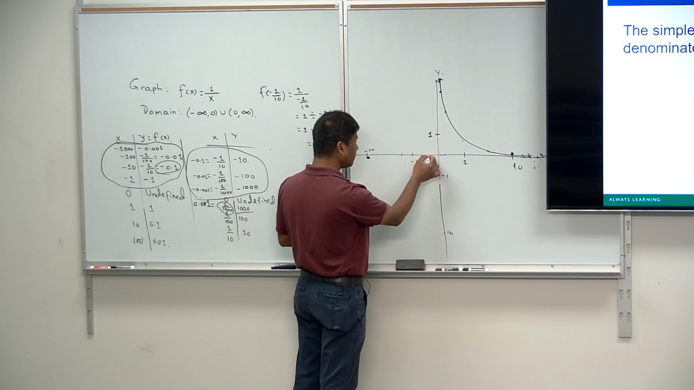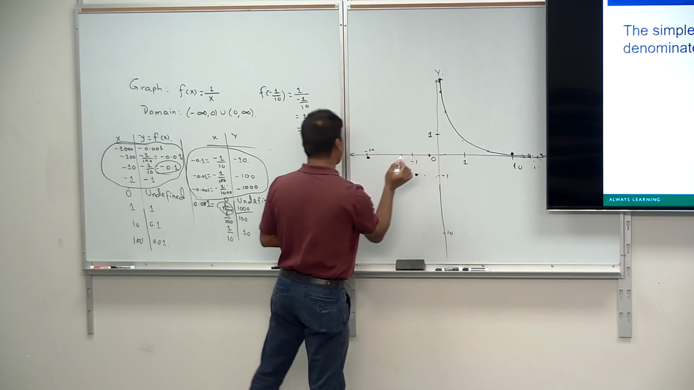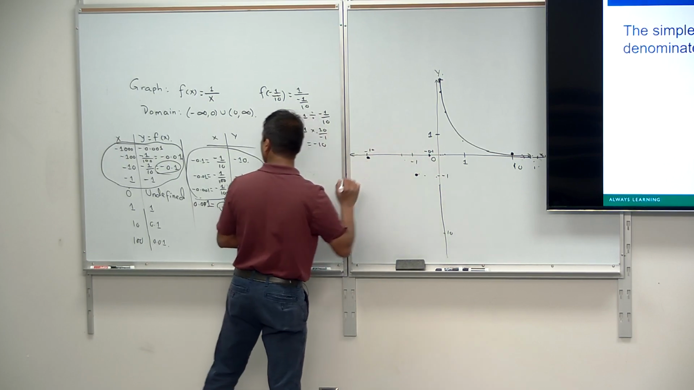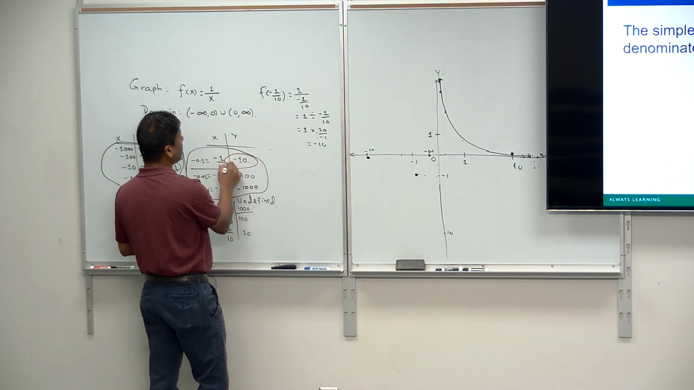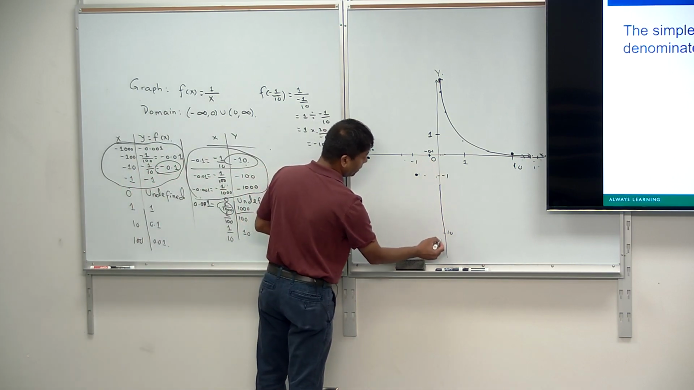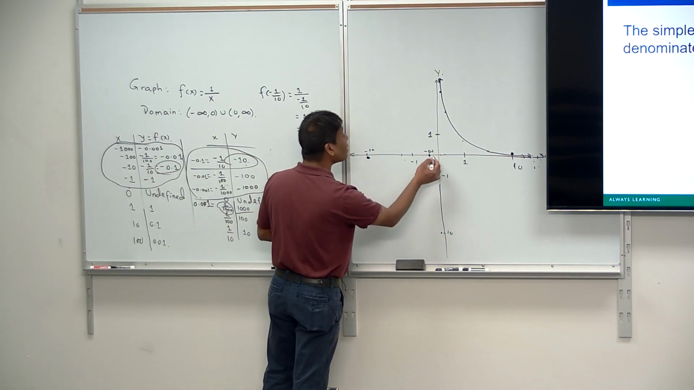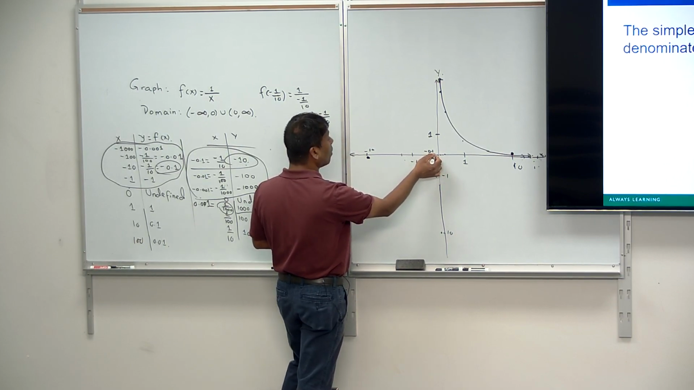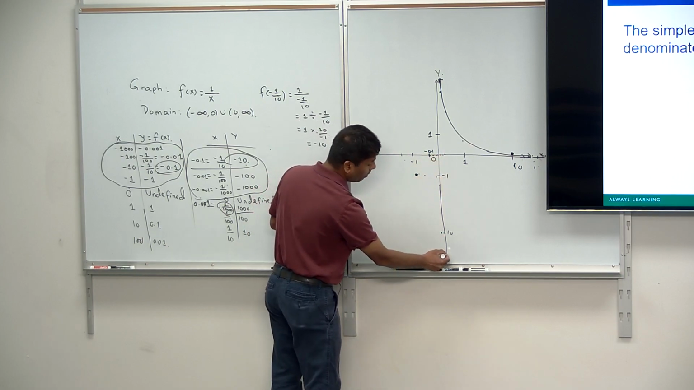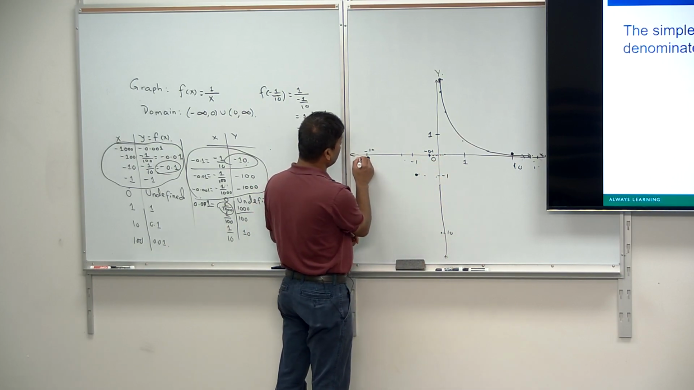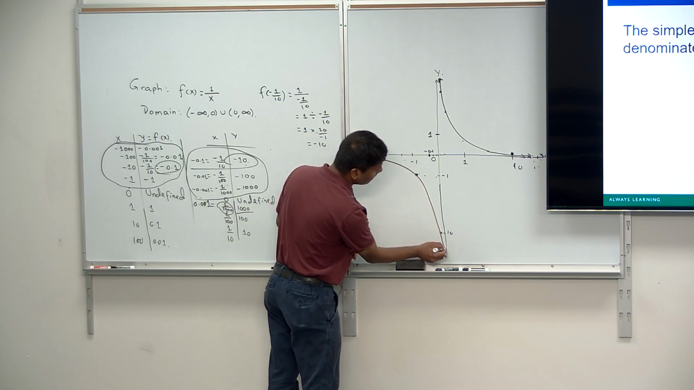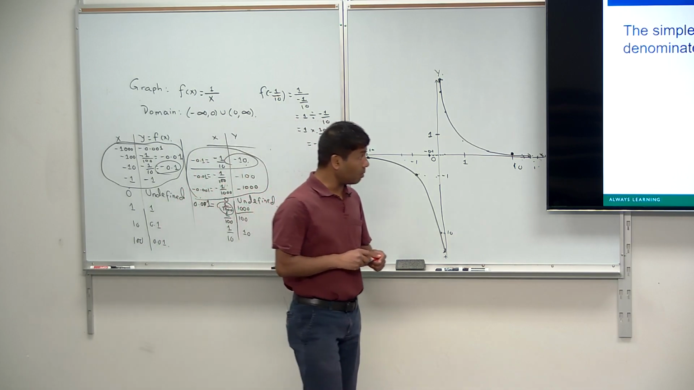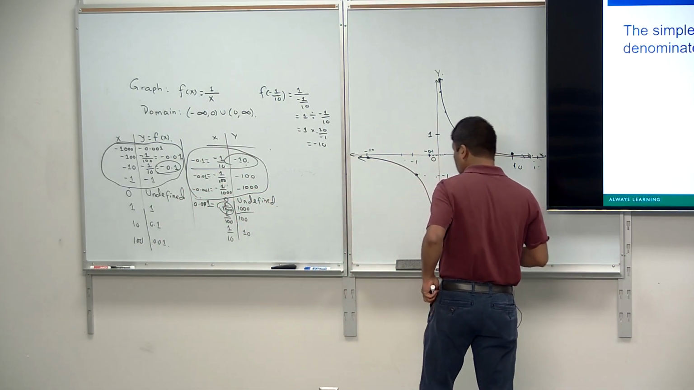So for this value, if x is, let's say, negative 0.1, you see that it is negative 10. So it goes here, negative 10. And even if x is closer to 0, let's say negative 0.001, something like that, it blows up. You know what I mean? It goes to negative infinity. So the graph looks like this. So this is the graph of the function f(x) equals 1 over x.